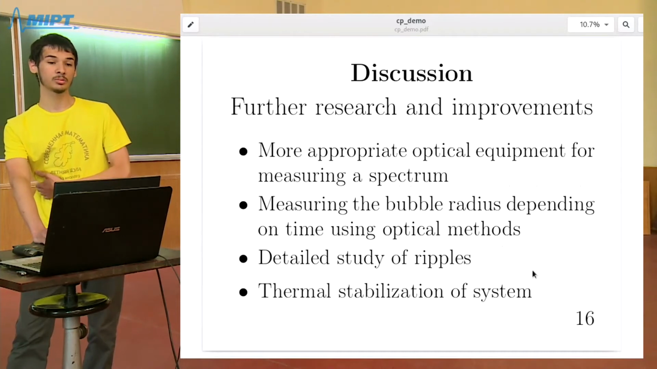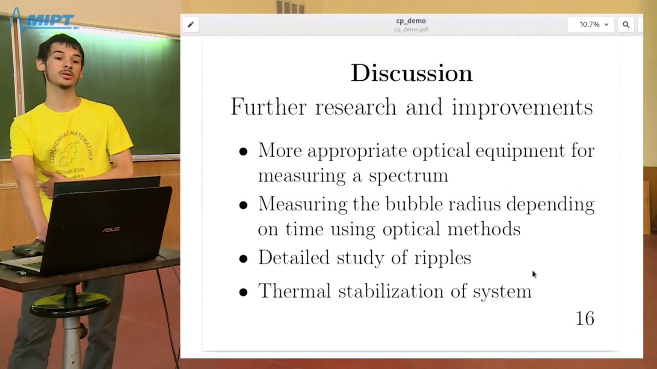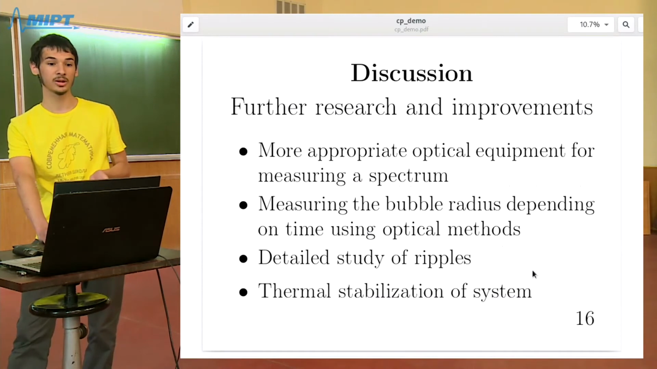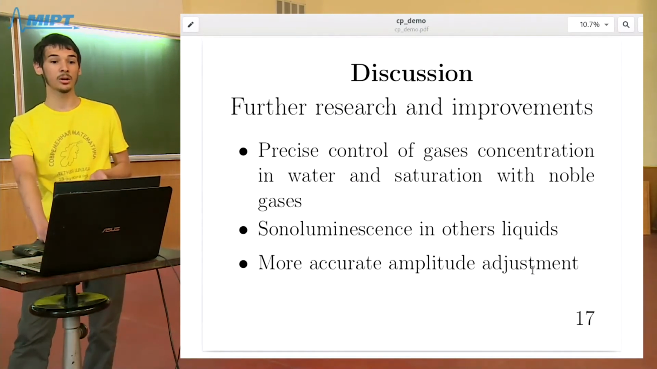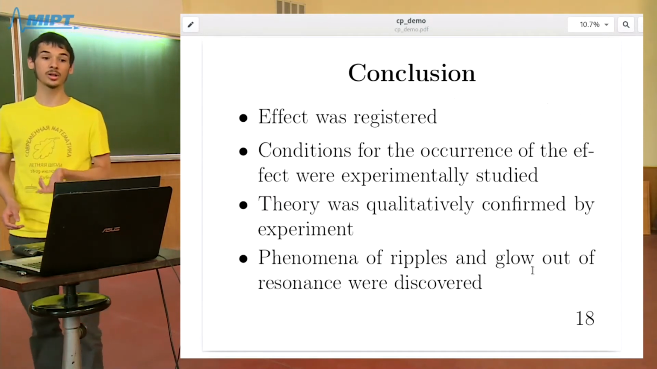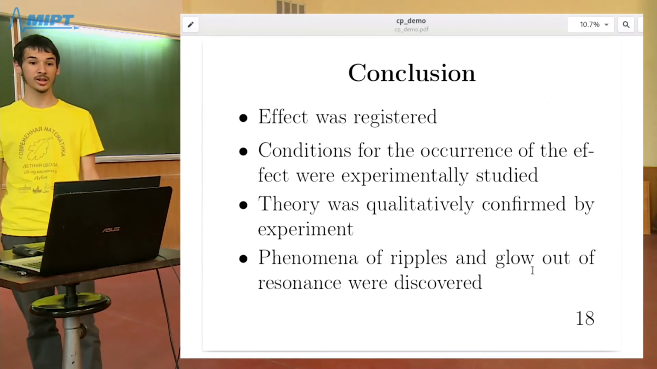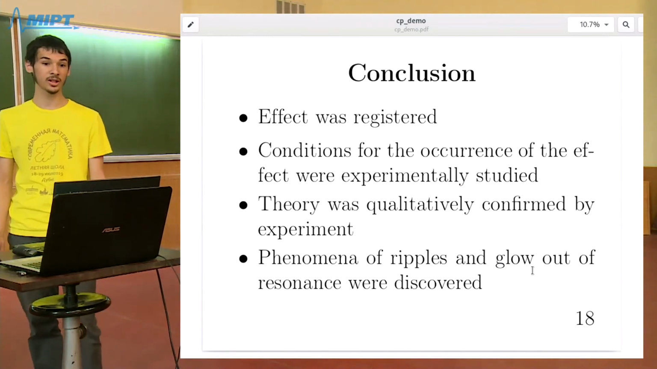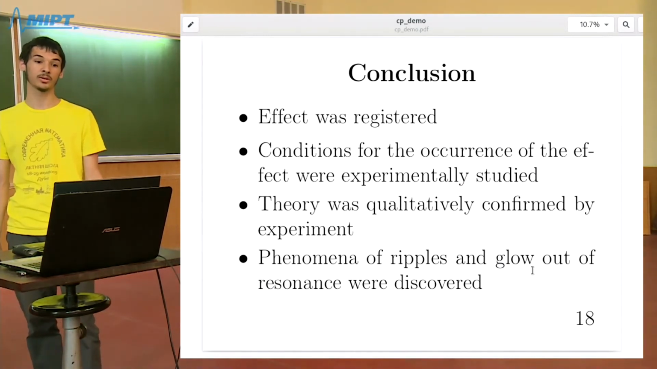There are several points for future research and improvements: to measure the spectrum, bubble radius, and so on. Also to control precisely the gases and investigate the phenomena which we registered. So in conclusion, we have registered the phenomenon. The conditions for the occurrence of the effect were studied. The theory was qualitatively confirmed by experiment, and we found two phenomena: ripples and glow out of resonance.